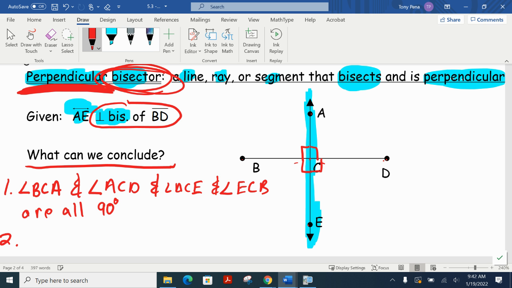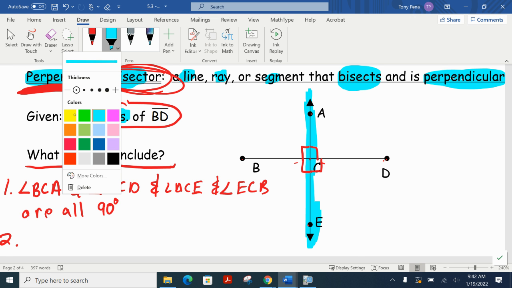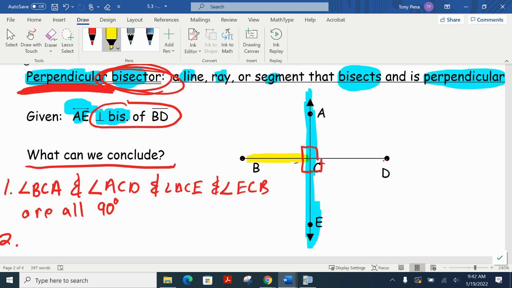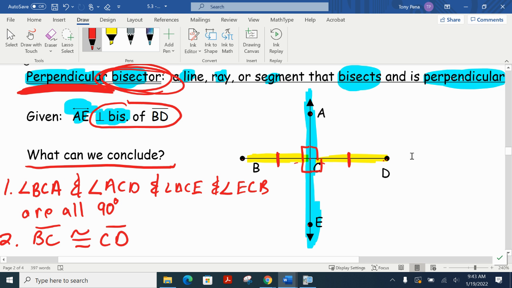So the second thing that we are going to write, if this blue line is bisecting BD, what that guarantees us is that the segment from B to C would have to be congruent to the segment from C to D. So we're going to put little tick marks here. That's how we indicate segments are congruent. So you would then say segment BC is congruent to segment CD. All right, that's what a perpendicular bisector does. It not only cuts it in half, but it also intersects in a way that forms a 90-degree angle.